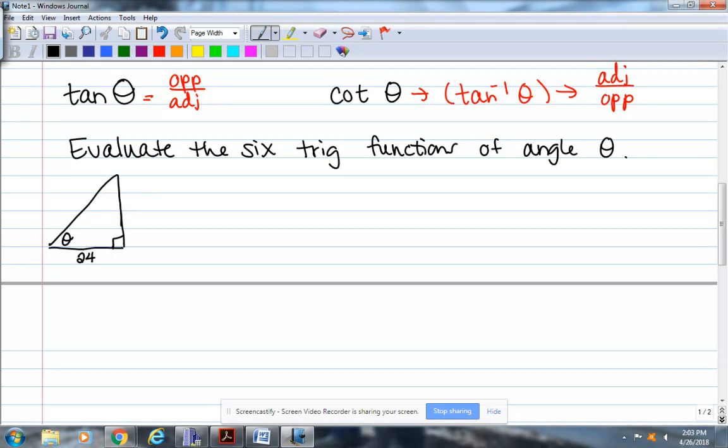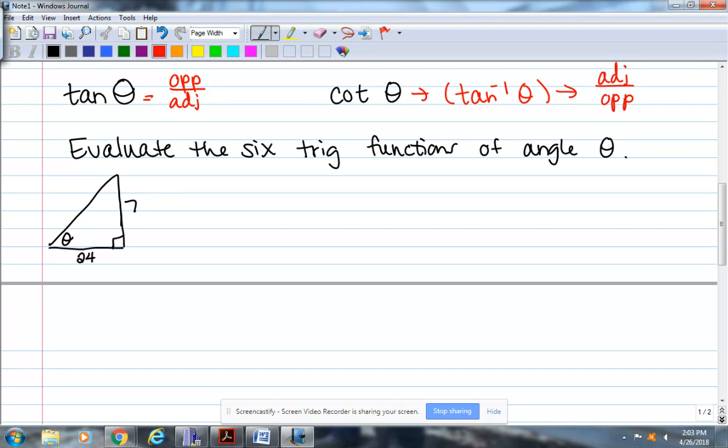Here's theta. This leg is 24, and this leg is 7. Obviously, this triangle is not drawn to scale, right? Why can I tell this drawing is not drawn to scale? Because it looks like 7 is longer than 24. They're not even close to each other.